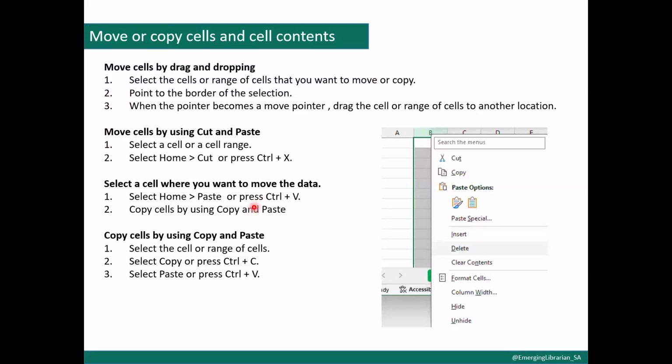And then we also have this one, move or copy cells and cell contents. So how do you move or copy cells and cell content? Move cells by drag and dropping. This is the method that most of us usually perform. You select the cell or range of cells that you want to move or copy, then point to the border of the selection. When the pointer becomes a move pointer, drag the cell or range of cells to another location. So this is how you can move your cells in your workbook.